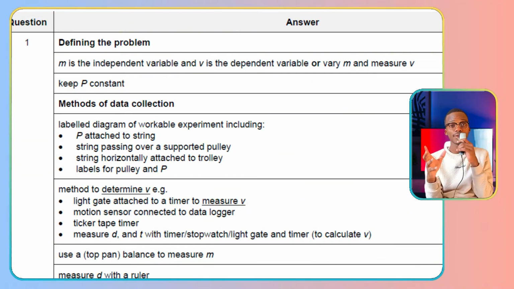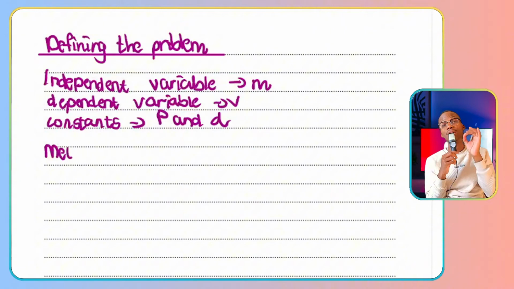The examiners are not looking for that. They're looking for your understanding of how you're going to collect the data variables. They're looking for if you are able to define the problem, right? So if you're writing the structure down, the next part that follows is method of data collection.